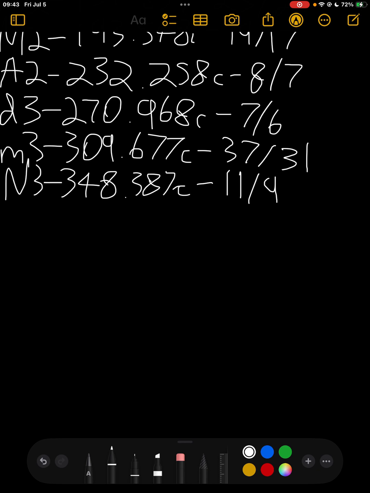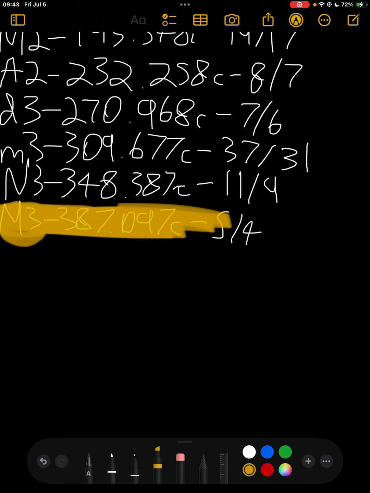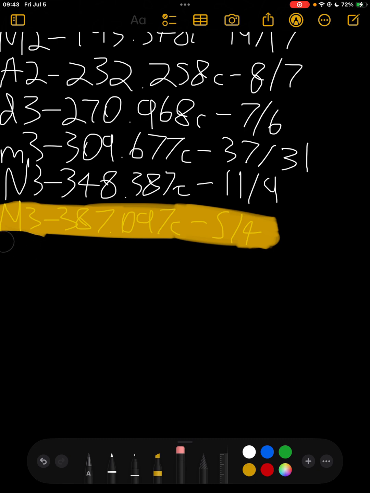Next up, at 387.097 cents is the major third. And that is a very good approximation of 5 to 4. So I'm going to highlight it for its good approximation of 5 to 4. This is an important interval in 31 EDO because it approximates 5 to 4 very well.